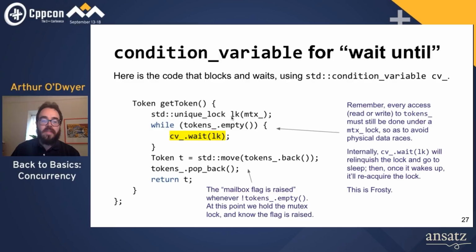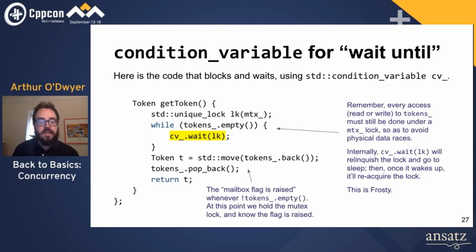So what cv.wait of lock does is it takes the lock, or sorry, it already has the lock. It will relinquish the lock and go to sleep, and it will do that atomically. There will be no little gap where someone else could steal in, grab the lock, modify tokens before we went to sleep. It will atomically drop the lock and go to sleep. Once it wakes up, it will try to reacquire the lock.